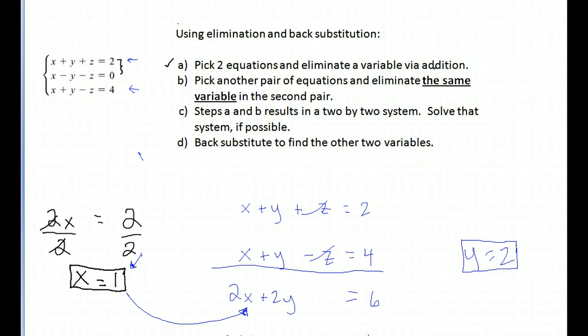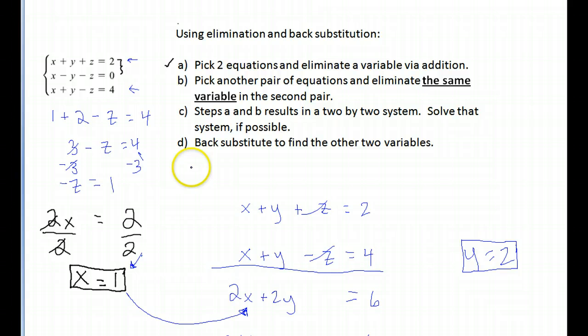So I'm going to go into the bottom equation here, and I'm going to say, alright, x is 1 plus y is 2 minus z is equal to 4. Alright, 1 plus 2 is 3 minus z equals 4. Subtract 3 from both sides. Alright, I get negative z is equal to 4 minus 3 is 1. I don't want negative z, I want positive z, so I divide both sides by negative, and I get z equals negative 1.